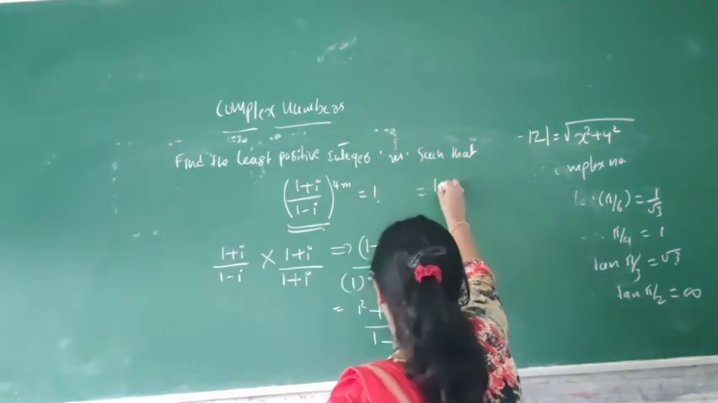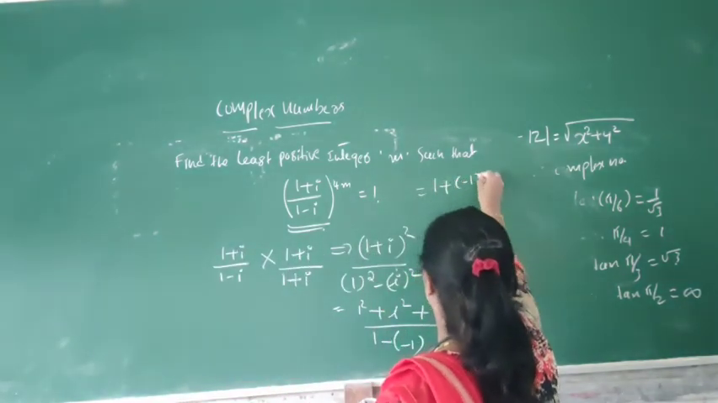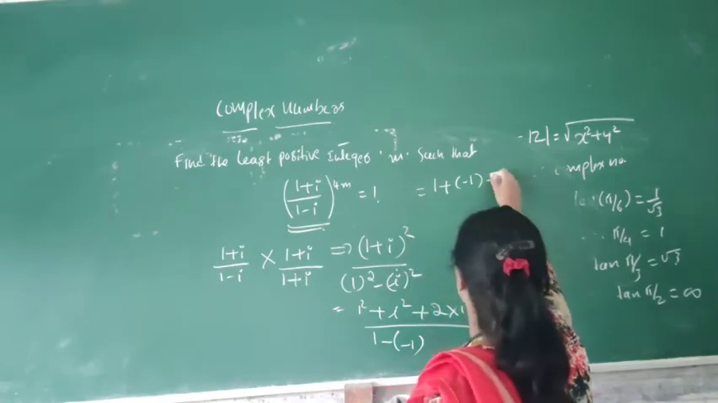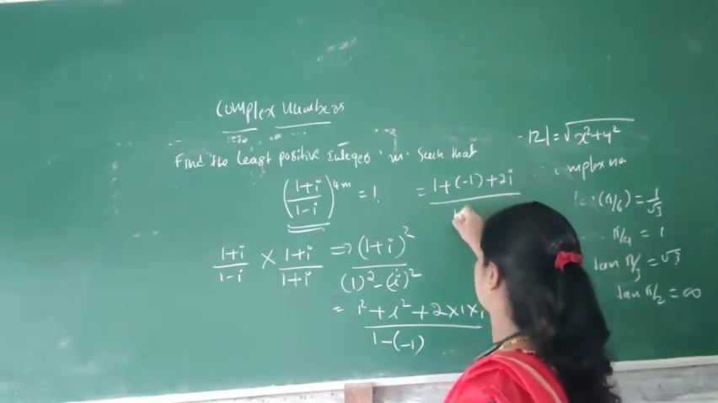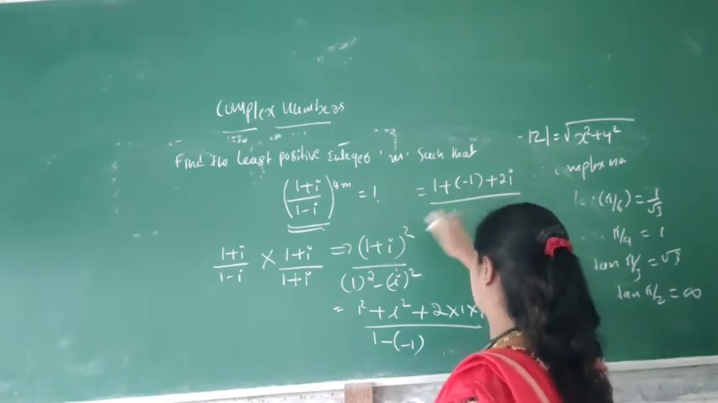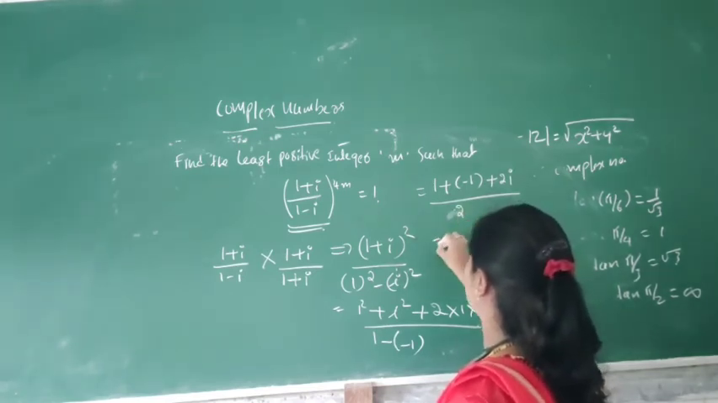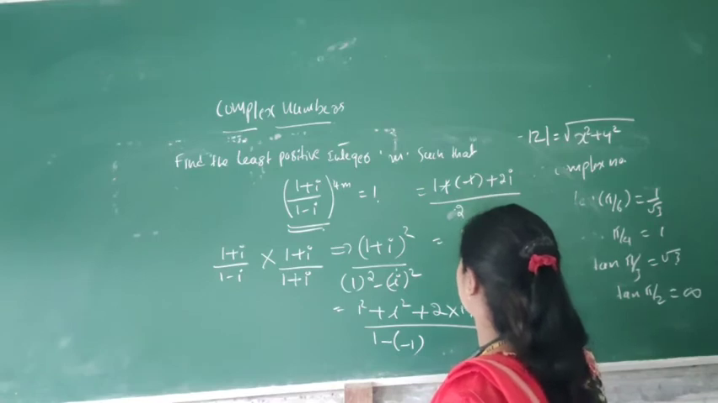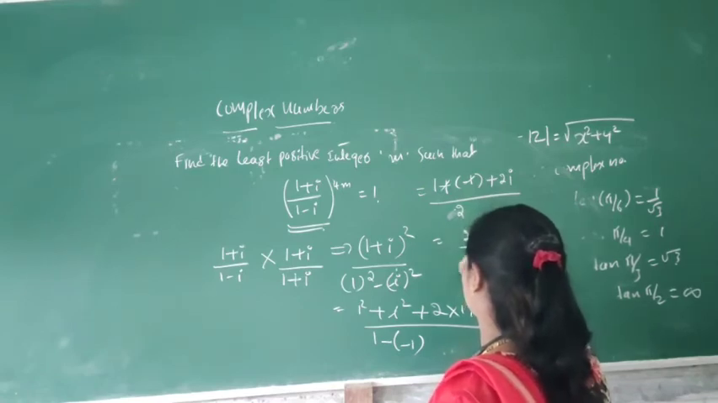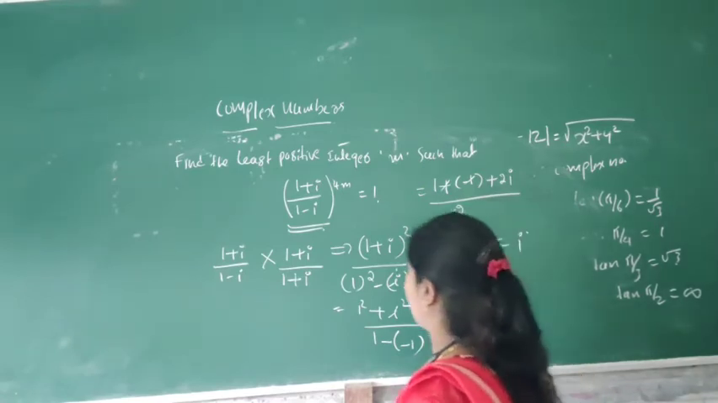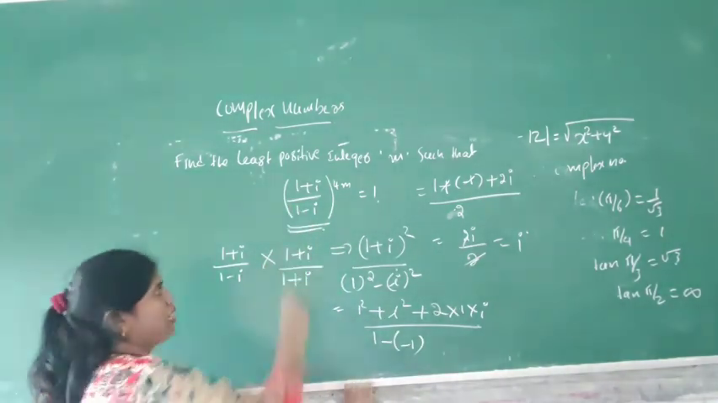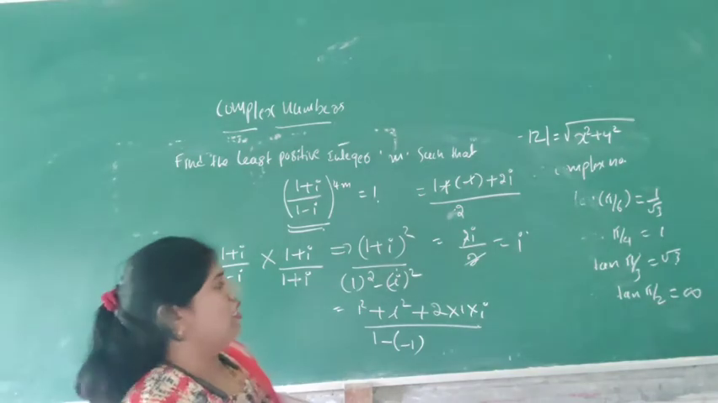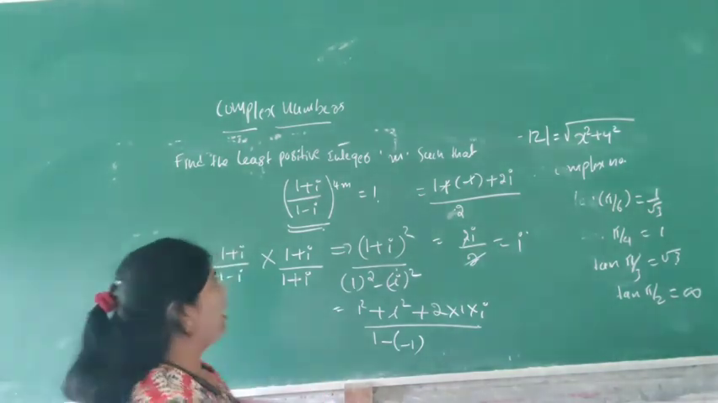So the numerator equals 1 plus i square, where i square value is minus 1, plus 2 into 1 into i which is 2i. So 1 minus 1 is 0, and the denominator is 1 plus 1, which is 2. So these 2s cancel, and 2i divided by 2 equals i. So the value of 1 plus i divided by 1 minus i is equal to i.